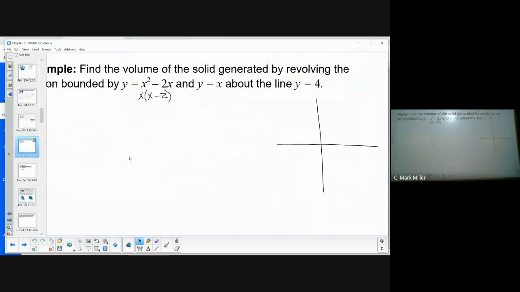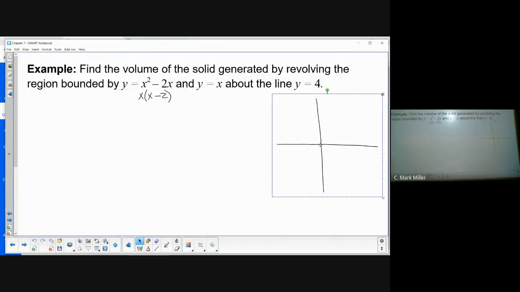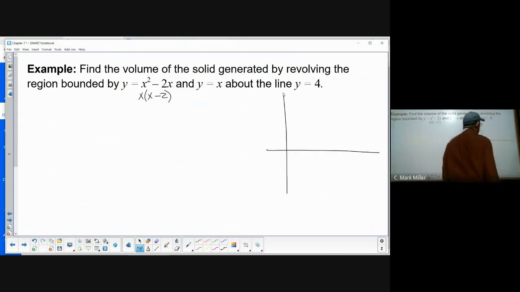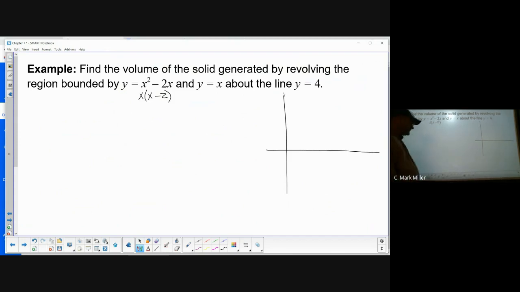Right here, I'm actually going to go over here and do something a little bit different. I'm going to write my axes like this, because this is going to have zeros at 0 and 2. Okay, so this goes like this.